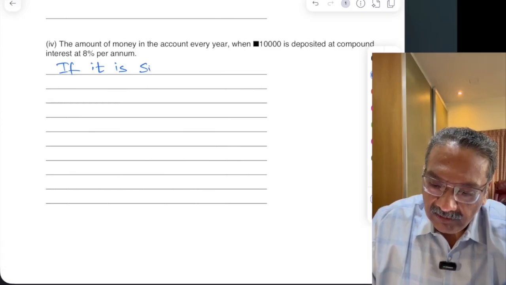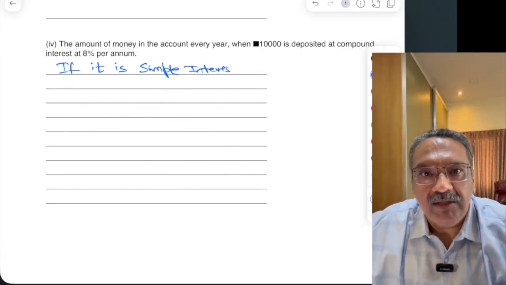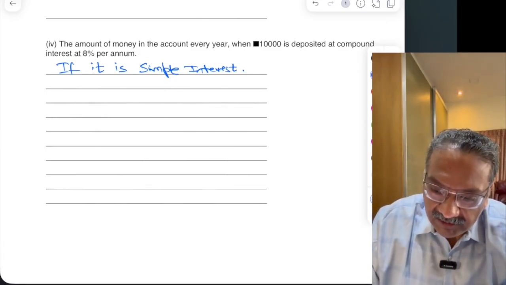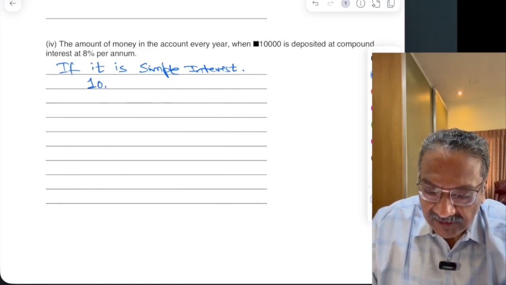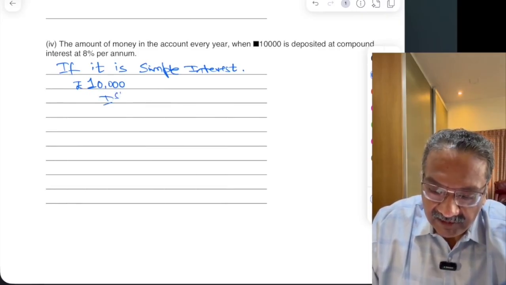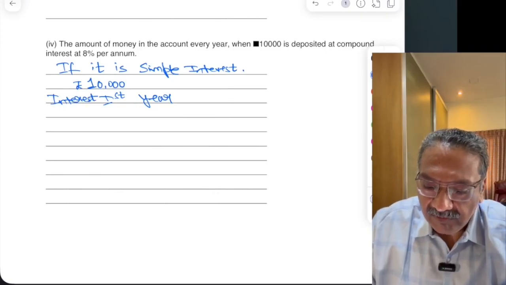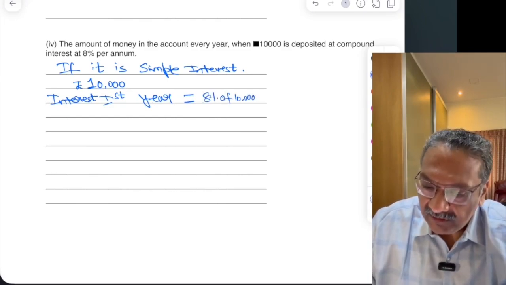What does simple interest mean? In simple interest, interest is paid only on the principal amount. Okay, here the principal amount is 10,000 rupees. So for the first year, interest for first year will be how much? It will be 8% of 10,000, which happens to be 800 rupees.